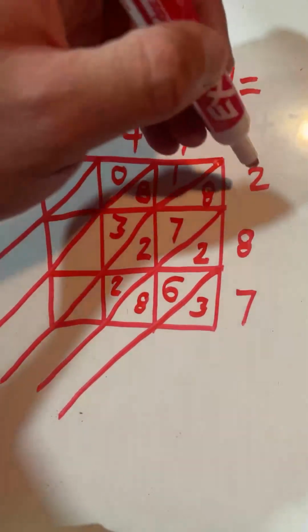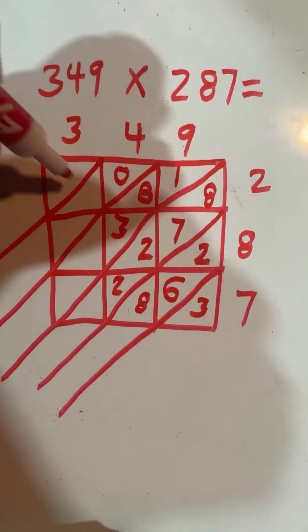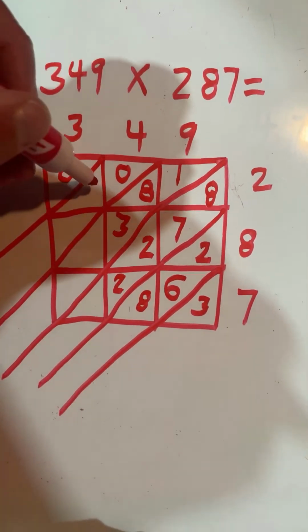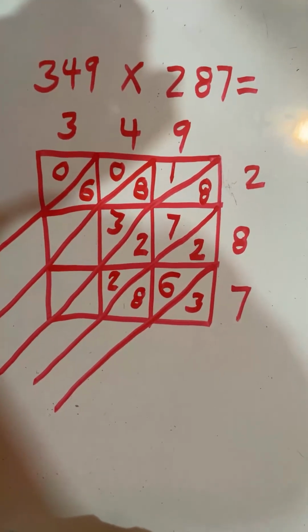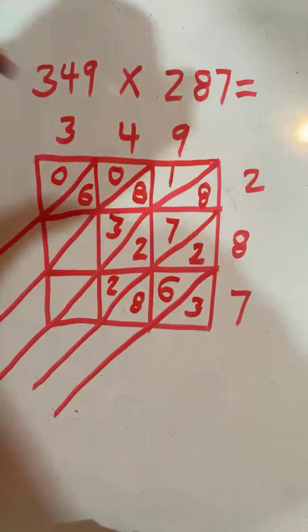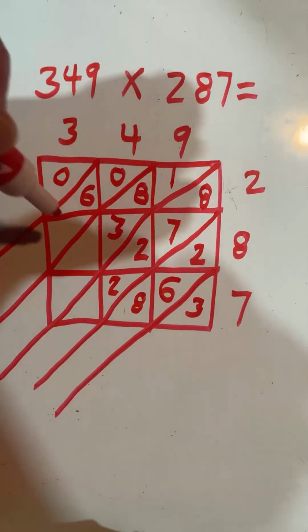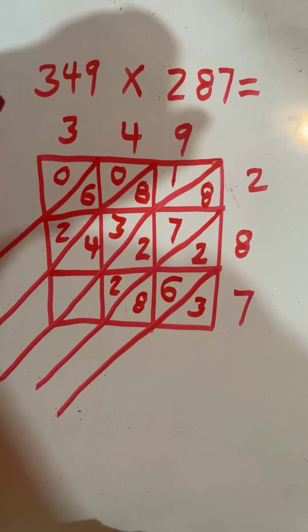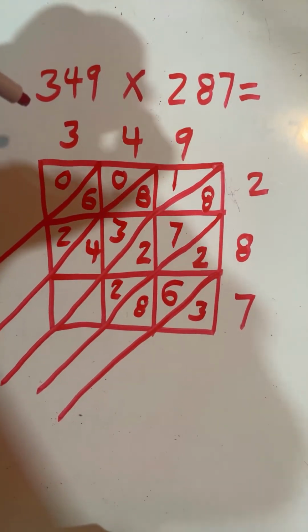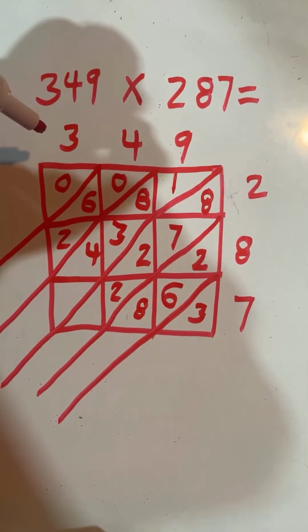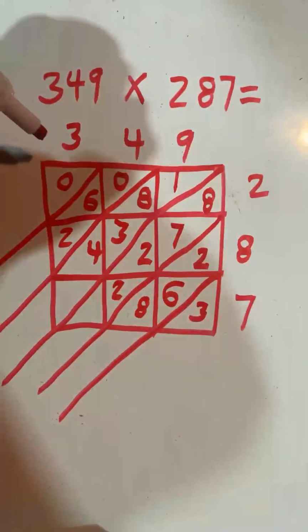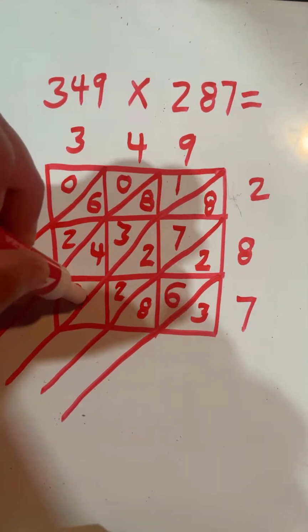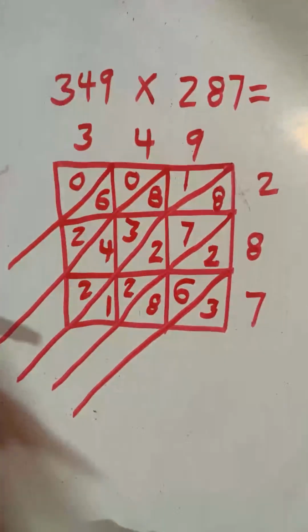Next, we multiply 3 times 2. The answer to 3 times 2 goes in this square. 3 times 2 equals 6. 0 in the top triangle, 6 in the bottom triangle. 3 times 8 equals 24. 2 in the top triangle, 4 in the bottom triangle. 3 times 7 equals 21, so 2 in the top triangle, 1 in the bottom triangle.